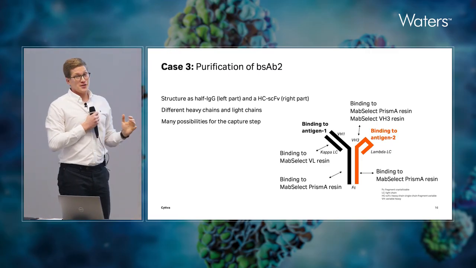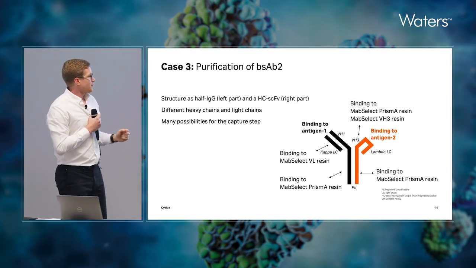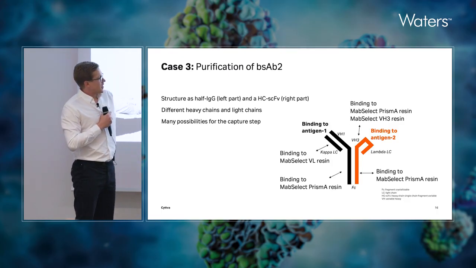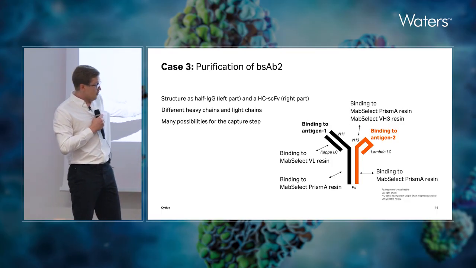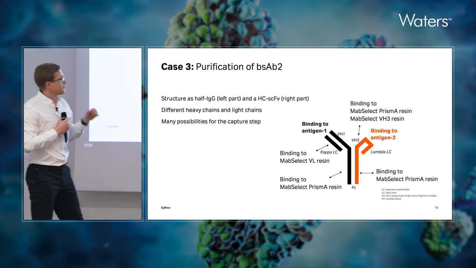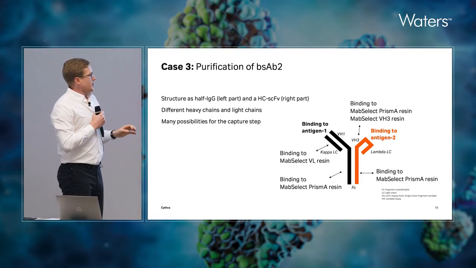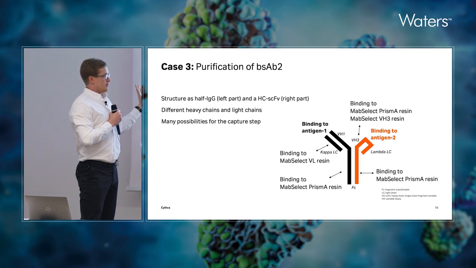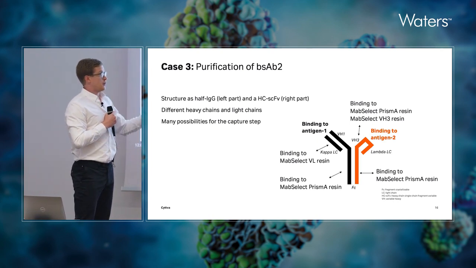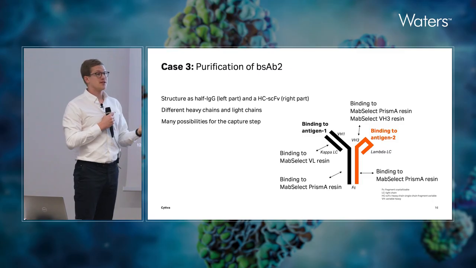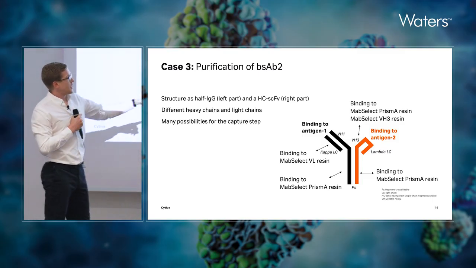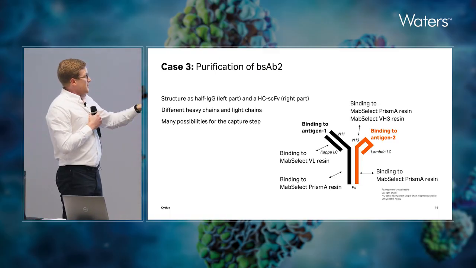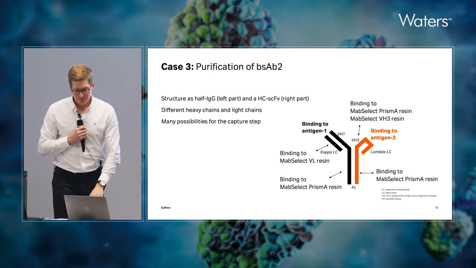And here we have a lot of possibilities to use our resins to capture. So I've selected MabSelect Prisma, the protein A base. It's going to bind the FC part. It's going to also have interaction to VH3, so the heavy chain, on the orange part. And then we have our VL resin that is going to bind specifically to the left part, the kappa LC. And then I've thrown in one additional resin here, and that is MabSelect VH3. So that's going to bind selectively to the orange part. And then, of course, we're going to have 2 different antigens, the black and the orange.